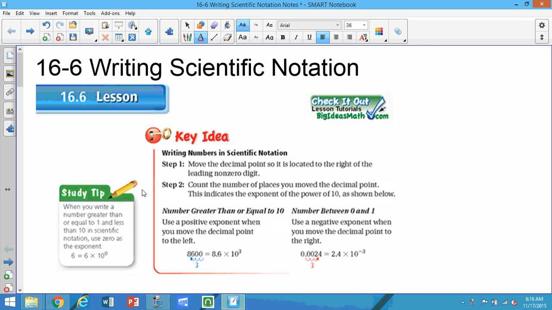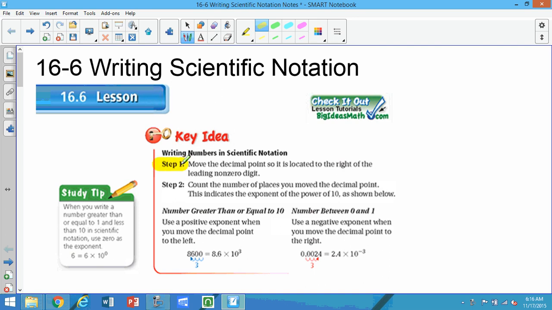Okay, today's lesson is 16.6, writing scientific notation. Now that you know how to read scientific notation, writing scientific notation is probably going to be pretty simple. There really are only two key steps that you need to pay attention to when writing scientific notation.